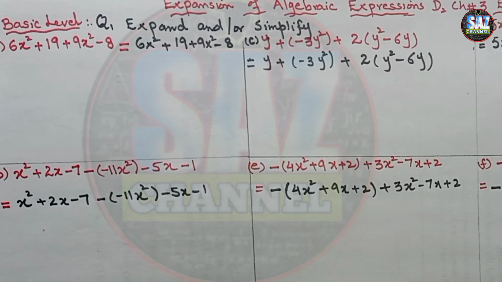This is my second lesson of D2, chapter number 3, exercise 3A, that is about expansion and factorization of algebraic expressions. First exercise is based on the concept of expansion of algebraic expressions. So we will just be talking about the expansion of algebraic expressions. What are the algebraic expressions and how to find the expansion of given algebraic expressions? What are the basic rules of integers?